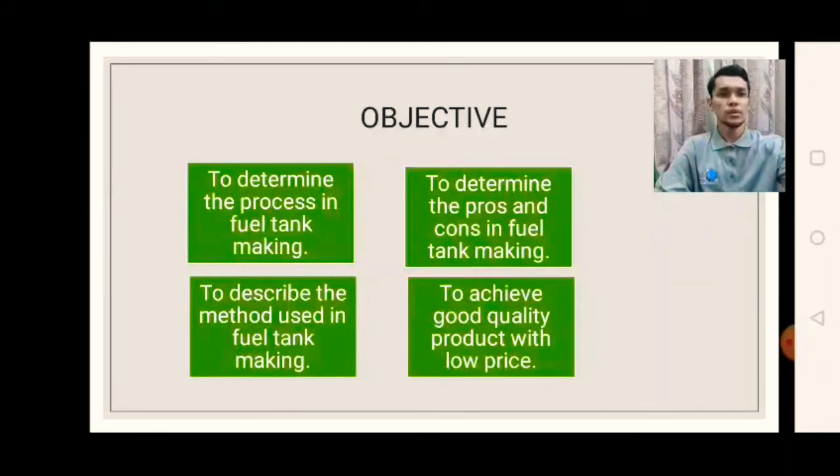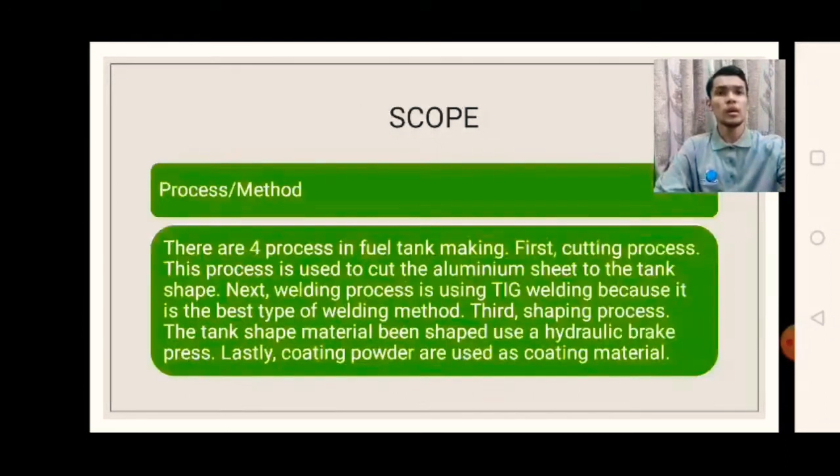So next we go to the scope of this project. In this project we have labeled 4 scopes to be focusing on. First is process method. In process method, we have found that there are 4 processes in fuel tank making.